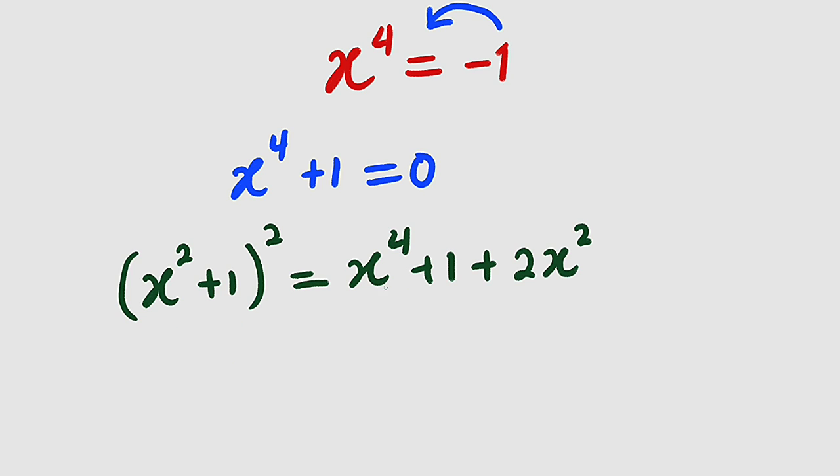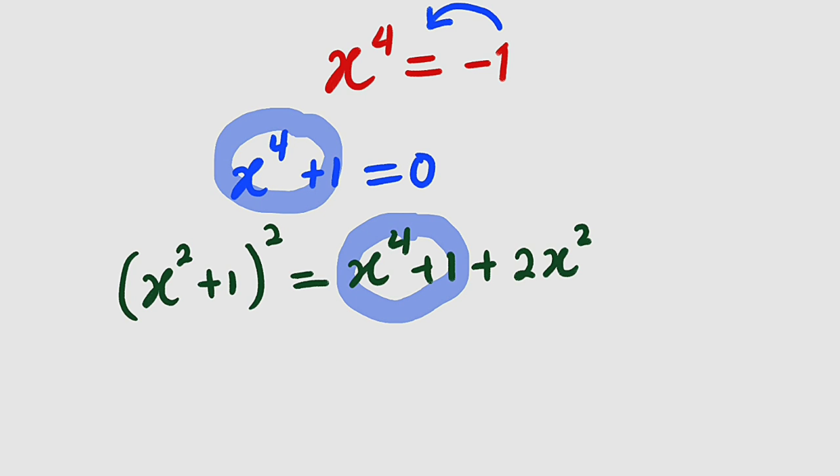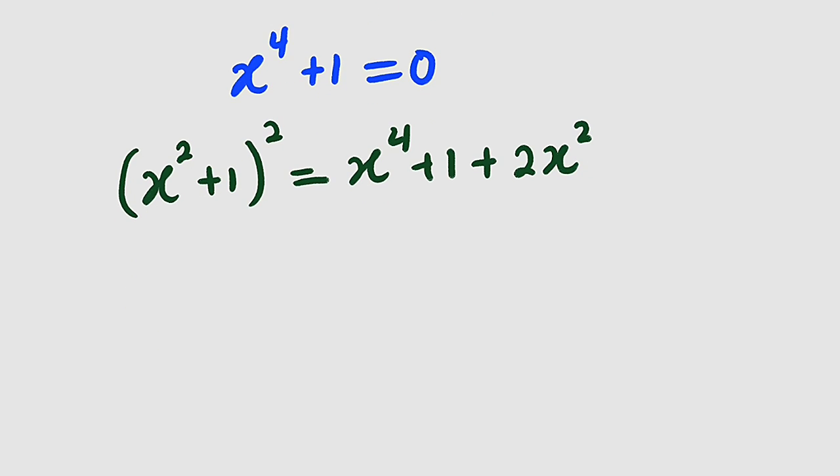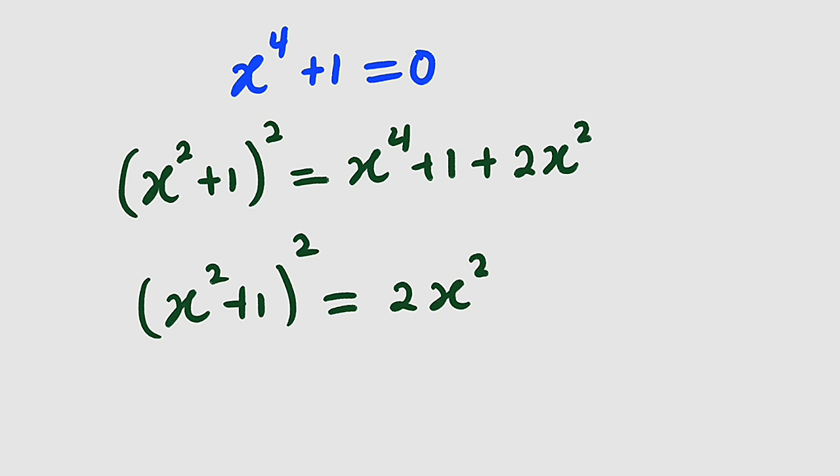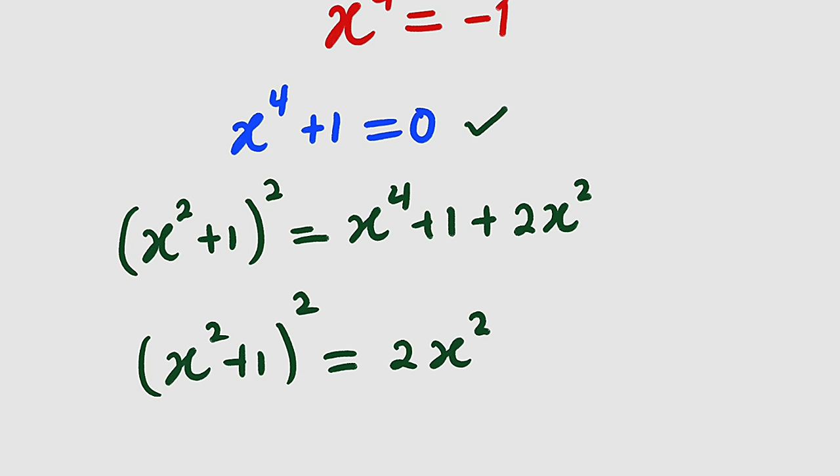If you observe, we have exactly what we started with: x to the power of 4 plus 1. So if x to the power of 4 plus 1 is equal to 0, it implies that the moment we add 2x squared to both sides, it will be equivalent to this one. Therefore, we can just replace this x to the power of 4 plus 1 with 0. So it becomes x squared plus 1, whole squared, is equal to just 2x squared, according to this equation.